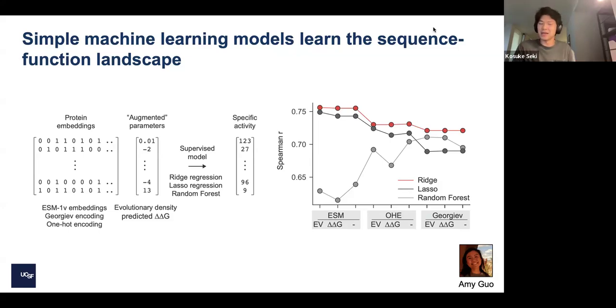And so I think that's why things like delta delta G also don't appear to provide a big boost in performance. I was a little surprised to see that it didn't seem to provide a lot of improvement in performance in the one-hot encodings, I would say.